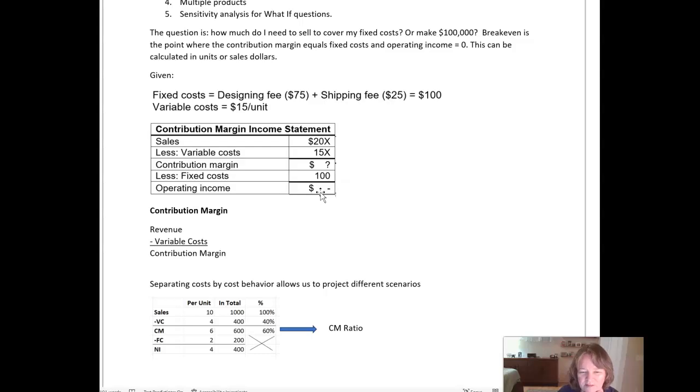Now really make sure you look at this, because something like this for sure will be on the next exam. You can see where the fixed costs are. In order for operating income to be 0, the fixed costs have to be equal to the contribution margin. So the contribution margin here has to be 100.